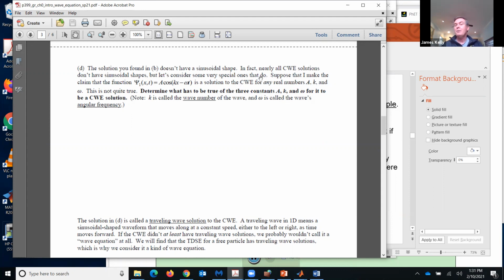But all wave equations have traveling wave solutions. That's the justification for calling them wave equations at all. And the Schrodinger equation is actually no exception to that. So that's one reason we're calling the solutions waves.